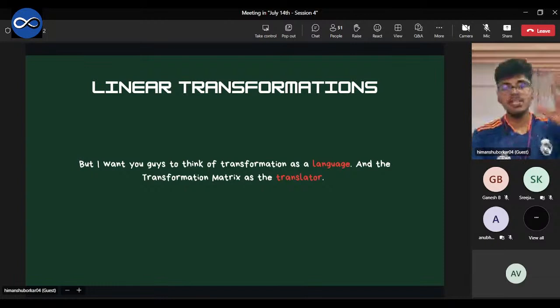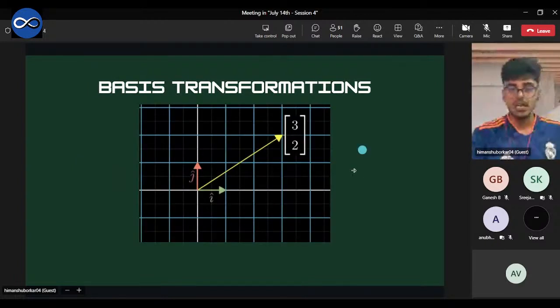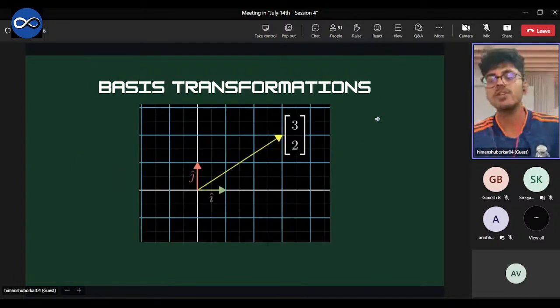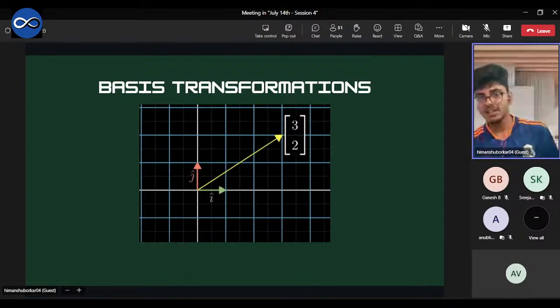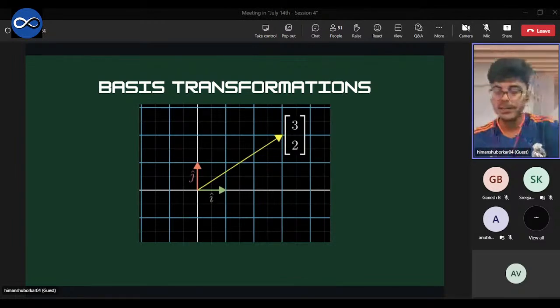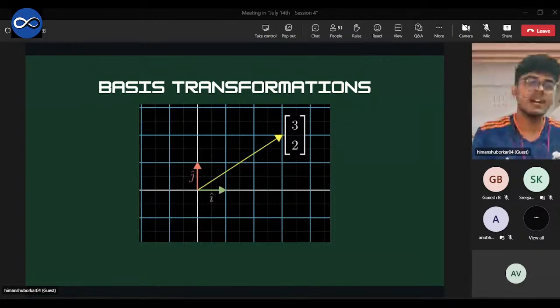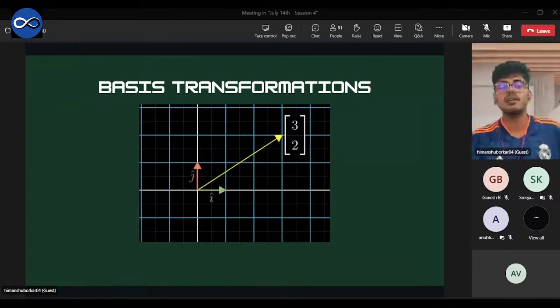Right. So that was linear transformation. Now we quickly run through the basis transformation. Learning about linear transformation is fine, but basis transformation, what does it mean? We'll look at it. Let's say we have a vector 3, 2 in the standard coordinate axis.